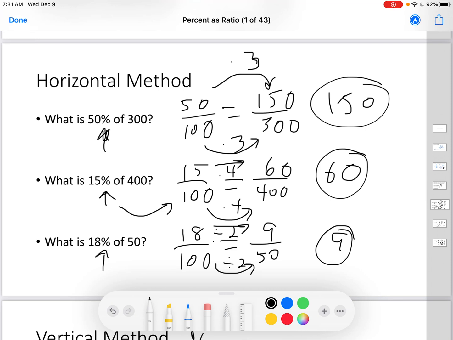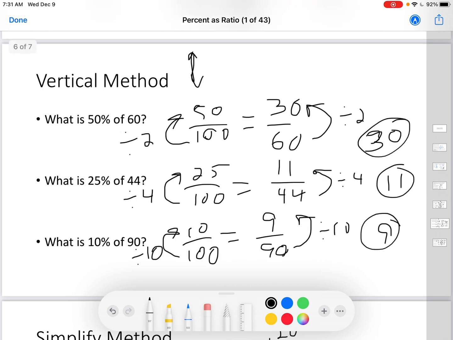Horizontally, 100 times what is 300? 50 times the same number. 100 times 4 is 400, 15 times the same number. 100 divided by 2 is 50, 18 divided by 2 is 9.